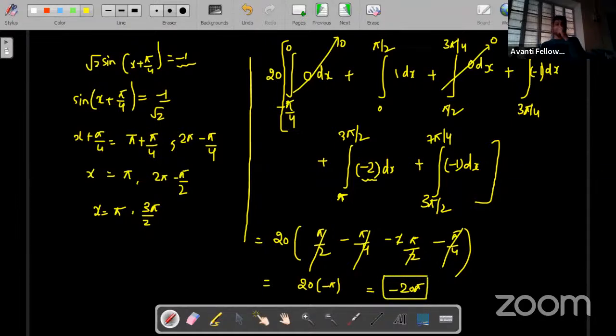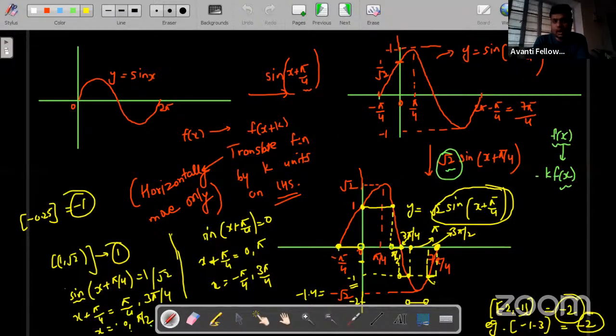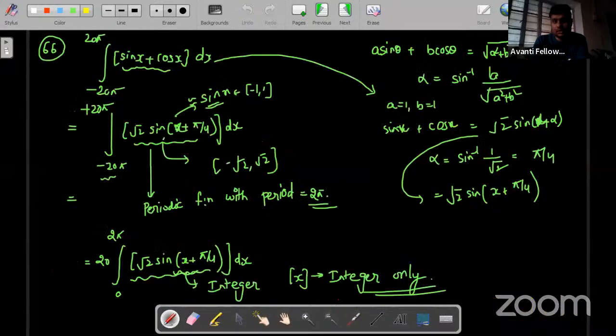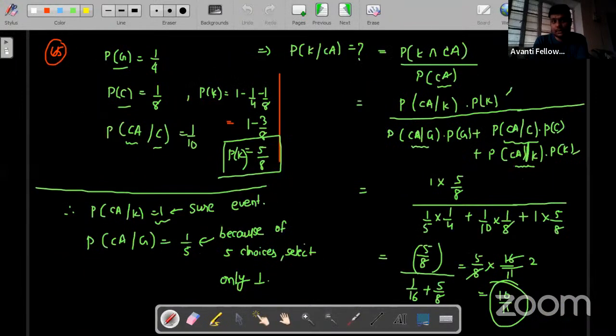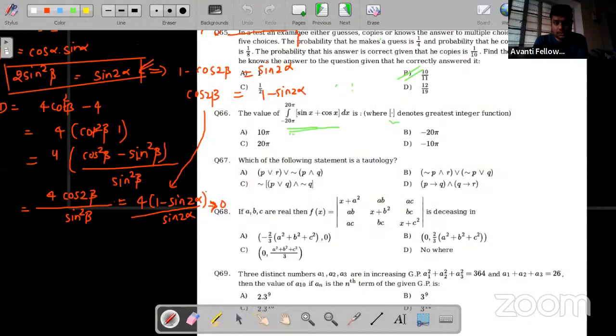This was a very difficult question, and we should avoid this kind of question in the exam. If it is taking more than 1 minute, then we should avoid it. This was a very tough question, I guess, in this paper. Now we have to check which option is correct. For question number 66, we were getting minus 25, so option B is correct.